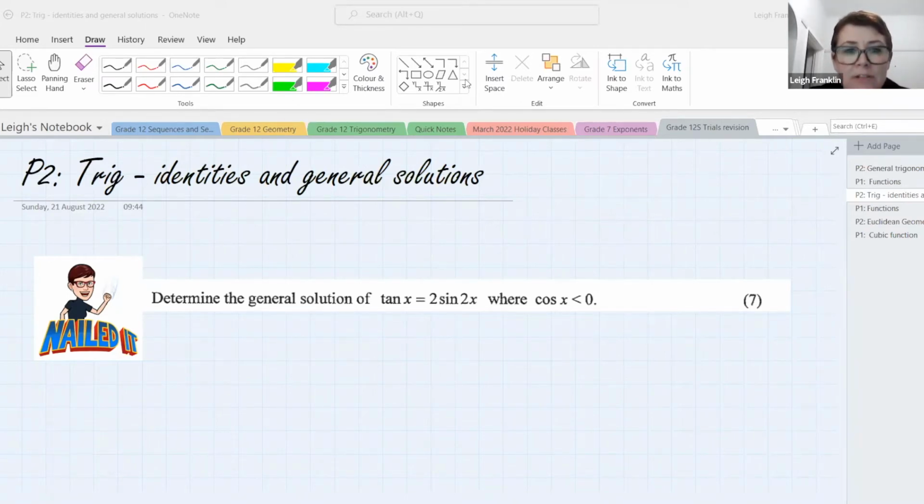So there's a couple of things going on here. We've got tan and we've got sine 2x. So the first thing that we want to try and do is, what do you think? You're welcome to unmute and talk if that's easier. What do you think the first thing is we should do here?